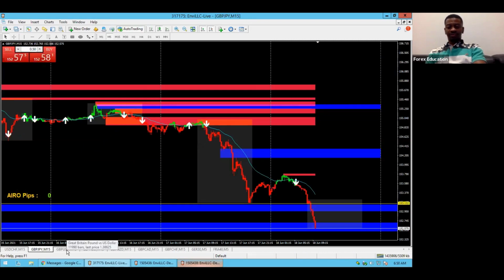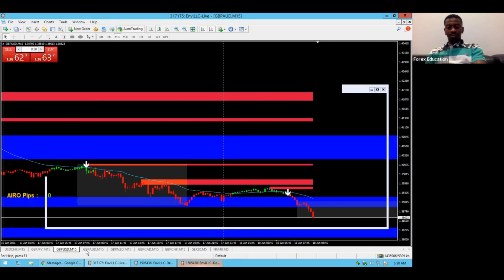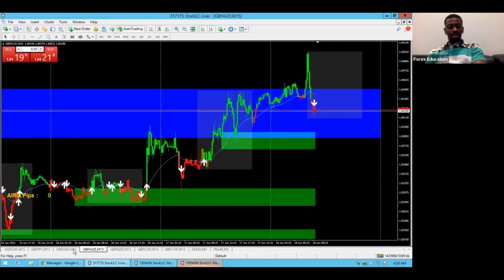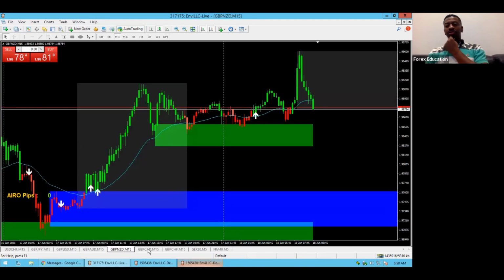GJ is just flying down. Good Lord. I'm a little mad I entered that GU. That was a good setup. I just need a retest. I need to be more careful.